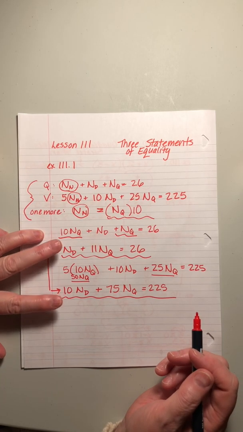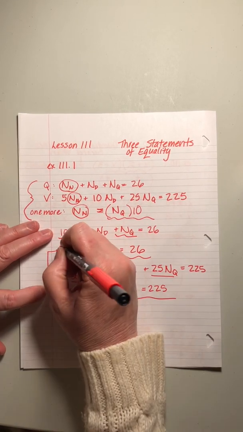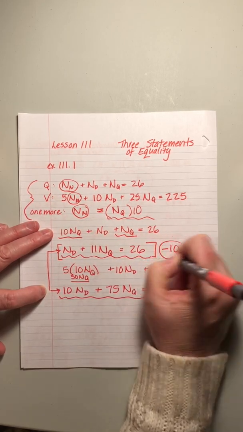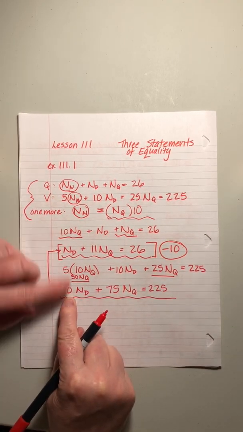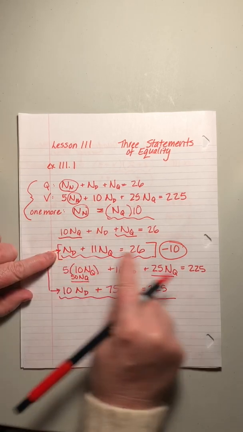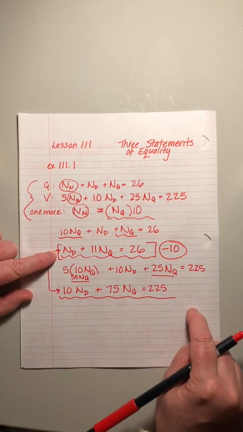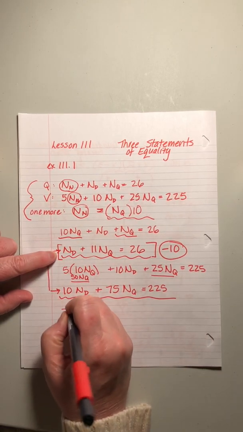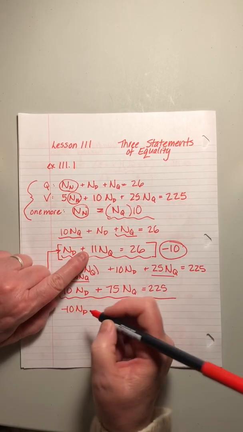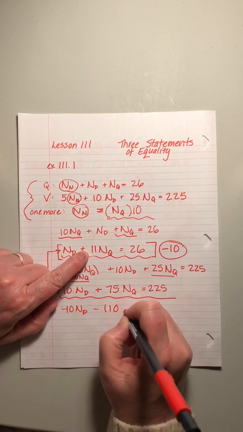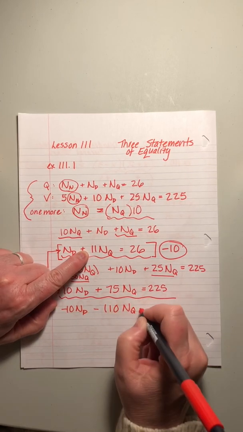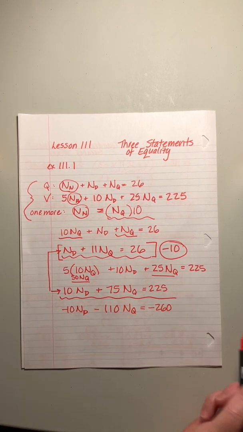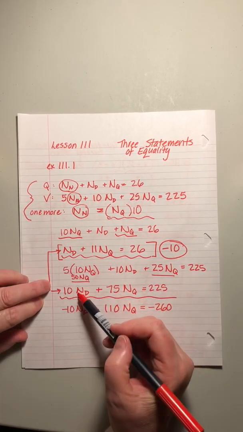Let's multiply this top row by minus 10, and then it will cancel the number of dimes. I'm going to multiply this and write it down here: minus 10 times all three pieces. Minus 10 times the number of dimes, minus 110 times the number of quarters equals minus 260. So I multiplied that times that, and now my D's will cancel.